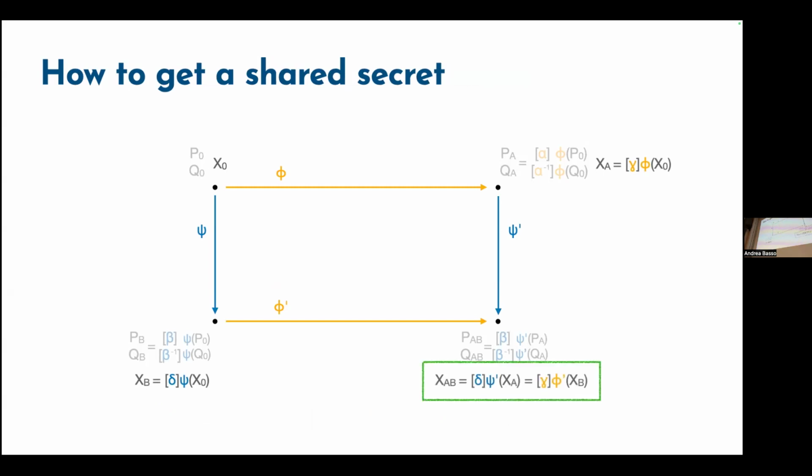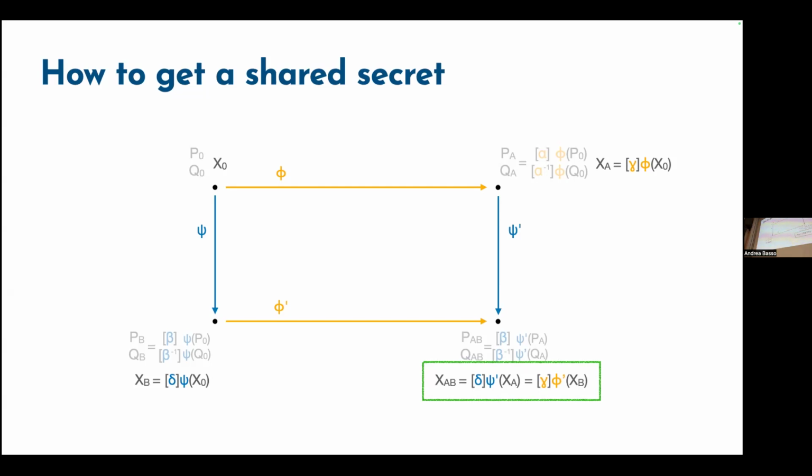And then both parties can obtain the same shared secret, being the image of xp under phi prime scaled by the same gamma, or equivalently the image of xa under psi prime scaled by the same delta that was used there. And so this gives us a general framework that allows 2 parties to obtain a shared secret.